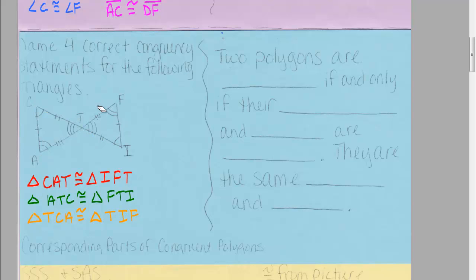Now the very last way, we've been going, what is this way? Counterclockwise. Now we're going to try to go clockwise. So instead of going from 1 to 2, we're going to go from 1 to 3. So triangle CTA is congruent to triangle ITF. And those are 4 different ways that you can write those 2 triangles.